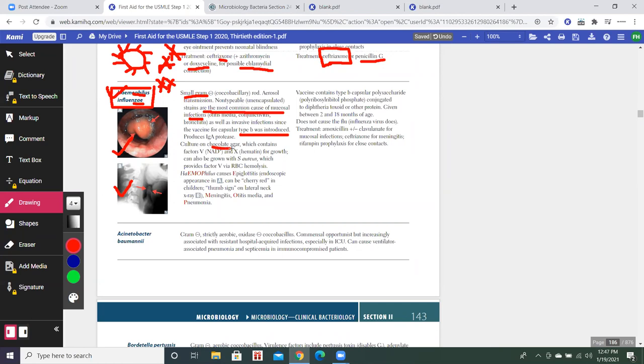They are cultured on chocolate agar, and they grow on chocolate agar because of the presence of factor 5 and factor 10. Factor 5 is NAD, 10 is hematin, for which they can grow. They can also grow with Staph aureus, which provides the factor five, because Staph aureus is beta hemolytic. When it breaks down RBC, it releases the factor five. So hemophilus can grow alone in the chocolate media, or they can grow in a blood agar media with Staph aureus. Hemophilus, EMOP, you can use it to remember epiglottitis, meningitis, otitis, and pneumonia.